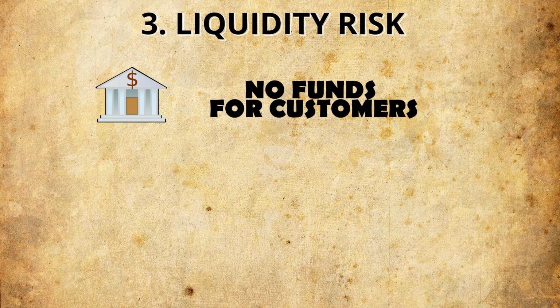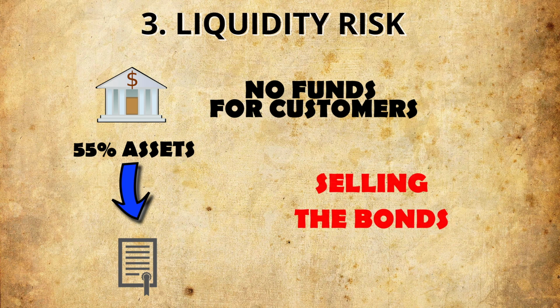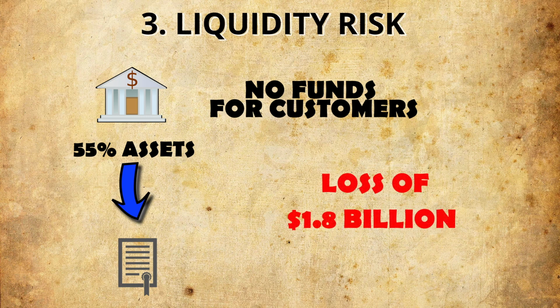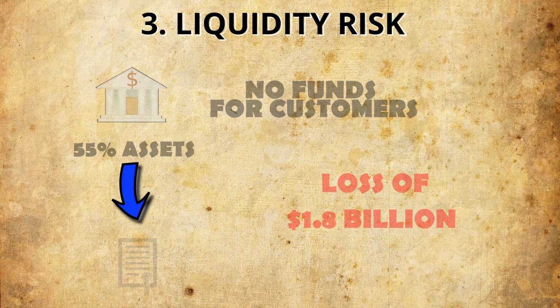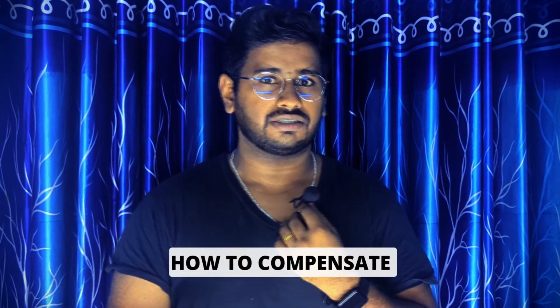Now the bank has to raise money. Now how do they raise money? 55% of its assets are held in bonds. The only way for them to raise money was through selling the bonds, and they sold the bonds at a cheaper price, at a loss of $1.8 billion, to raise funds for its depositors. Now all they can think is how to compensate this loss.